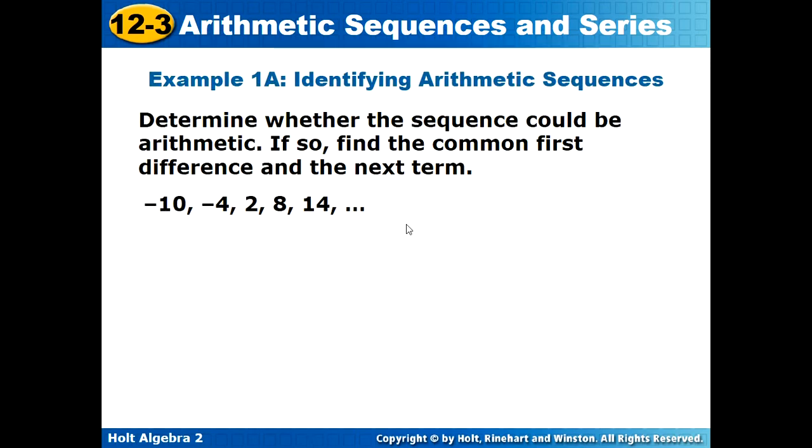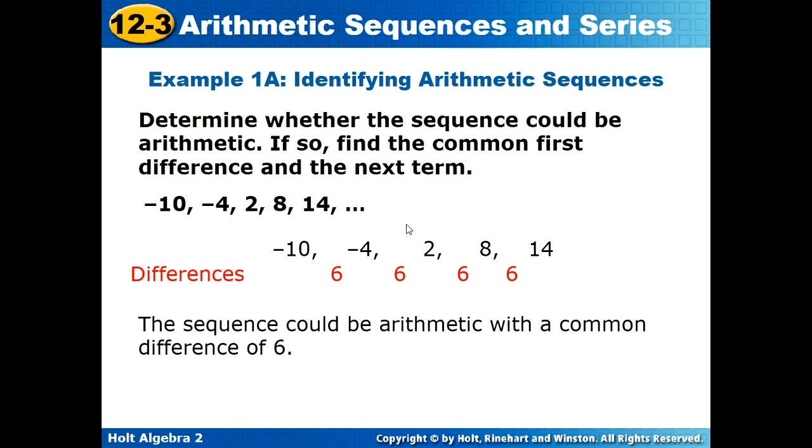Okay. So here's your first example, and this will be what your homework will be like. So we need to first determine if this sequence is arithmetic. What you need to do is look at each term and then find out the difference between each one of them. Since they all have the same first difference of 6, we can determine that this is arithmetic. This sequence is arithmetic with a common difference of 6. Okay, so that's your first type of problem you'll see on your homework.